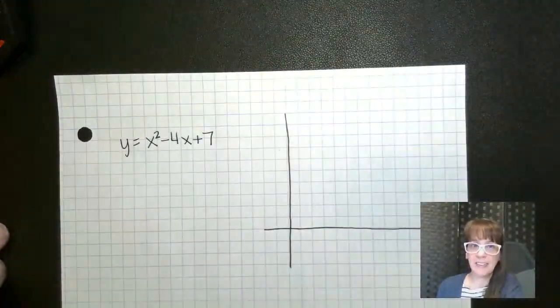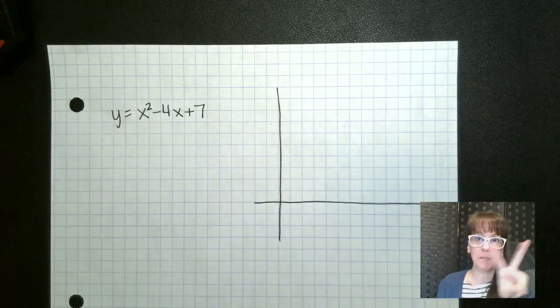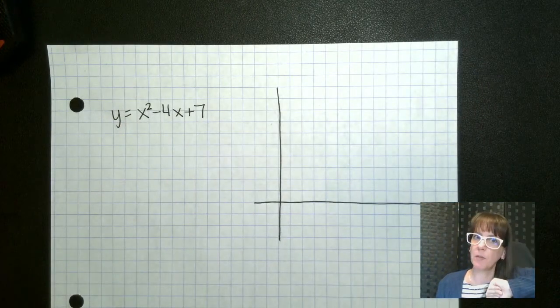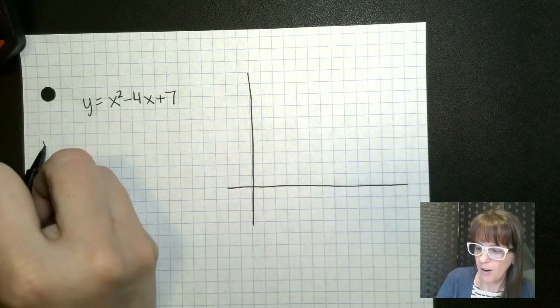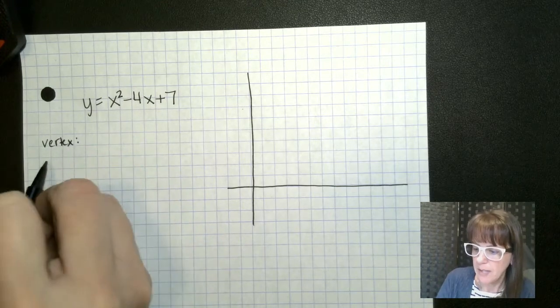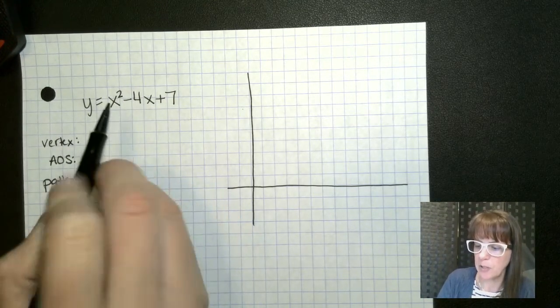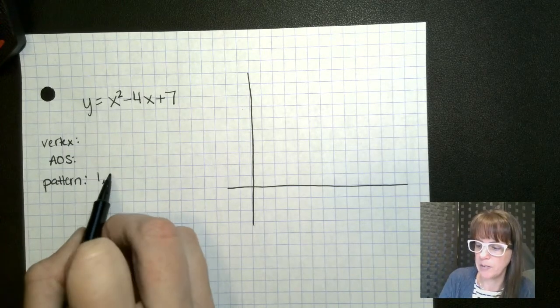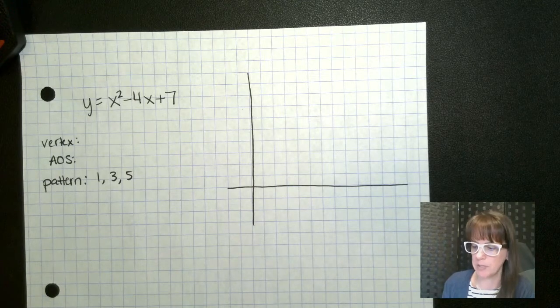Okay, so looking at this guy right here. Again, we look at the front, and if it's positive, it's going to be opening up. If it's negative, it's going to be opening down. And so in this case, it's going to be opening up. We've got to find our vertex, our axis of symmetry, and we want to know our pattern. And our pattern in this case, we look at our A, and it's going to be 1, 3, 5 if you want to. I almost never use 5, but that way you know it's there.